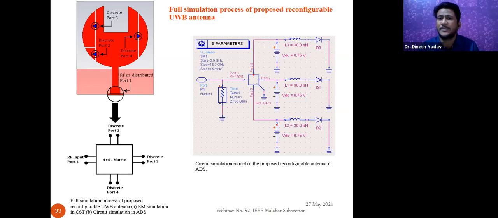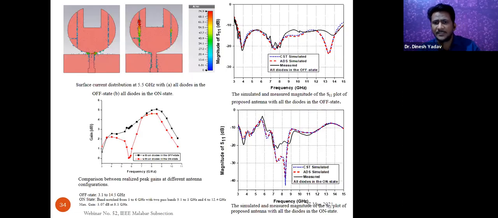So we analyze this behavior, and this behavior will tell you, if you are going to make these antennas, that a shift in the frequency response will be encountered, and you have to take care of this, because we have given the inductor 30 nanohenry, which we are using for the fabrication purpose, with the same diode specification. So these are the results.